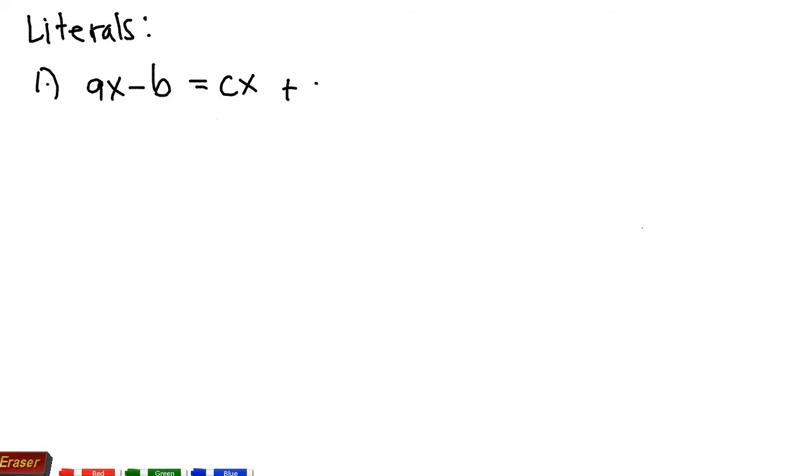Okay, let's proceed to the next equation, which involves what? Literals. Okay, so the first problem is, you have ax minus b is equal to cx plus d. Okay, then what we're going to do, find your d. So to solve this one, again we're going to combine similar terms. Now since we're going to find d, we're going to transpose your cx to the other side, so that what remains to the other side will be your d.